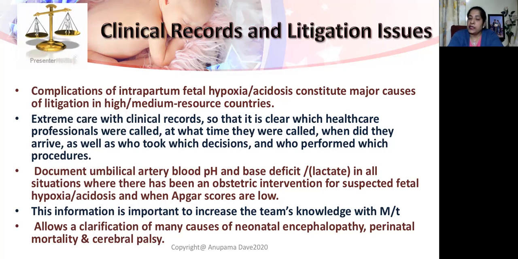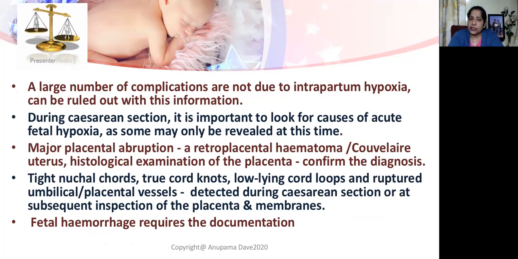We must also document umbilical artery pH and base deficit or lactate in all situations when there has been some obstetric intervention for suspected fetal hypoxia, especially when Apgar scores are low. This information is important to increase the team's knowledge with management. And this allows clarity of many causes of neonatal encephalopathy, perinatal mortality, and cerebral palsy. A large number of complications, however, are not due to intrapartum hypoxia, and they can be ruled out if you have all this information handy.